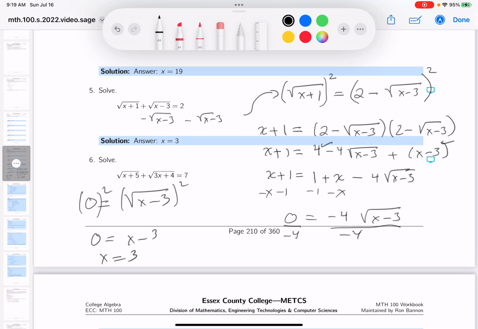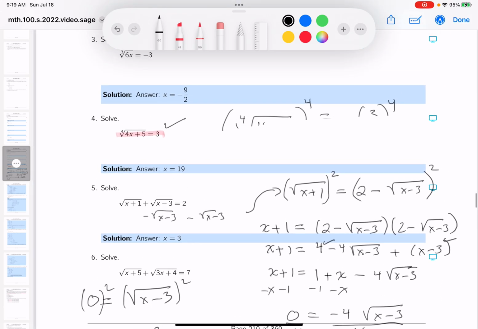I want to go back and check it, though. All right? And someone says, why do you want to check it? I want to see if I'm right. And where do you check it? Always check in the original. All right, let's check that out.